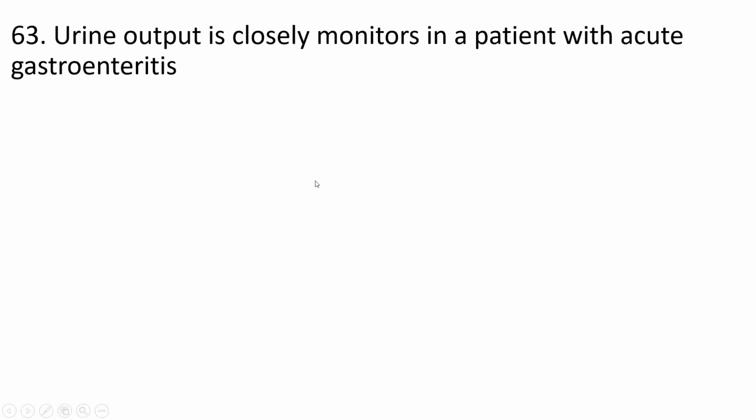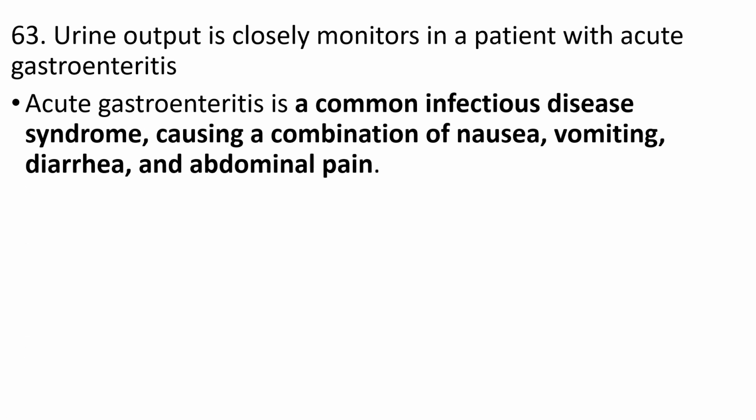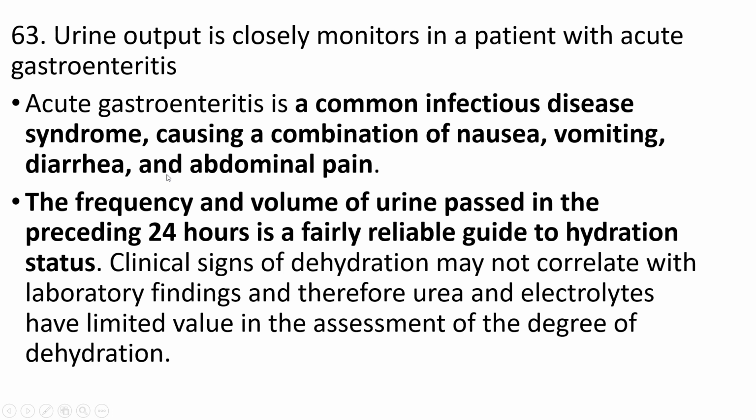Next question is, urine output is closely monitored in patients with gastroenteritis. Acute gastroenteritis is a common infectious syndrome causing a combination of nausea, vomiting, diarrhea, and abdominal pain. The frequency and volume of urine passed in the preceding 24 hours is a fairly reliable guide of hydration status. Clinical signs of dehydration may not correlate with laboratory findings, and therefore urine electrolytes have limited value in the assessment of degree of dehydration. So that means before the blood sample is sent to the lab and we get the result, the patient may already be dehydrated.